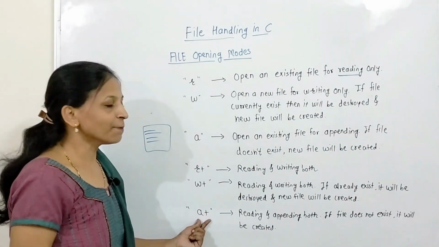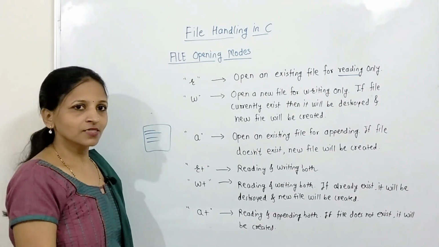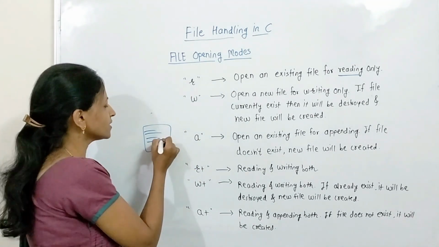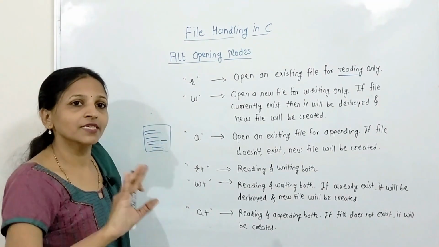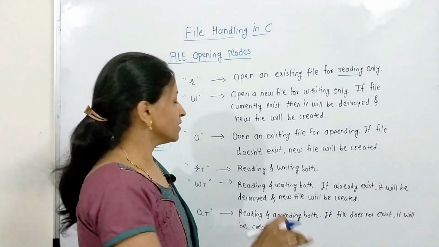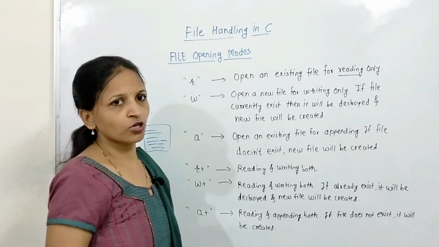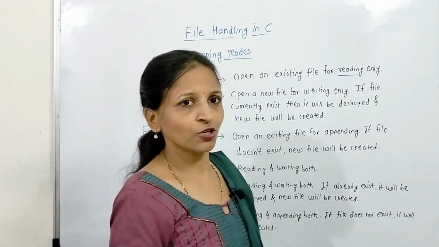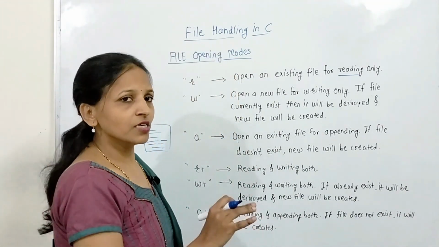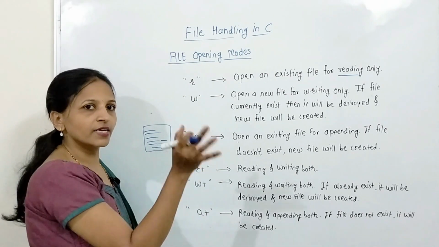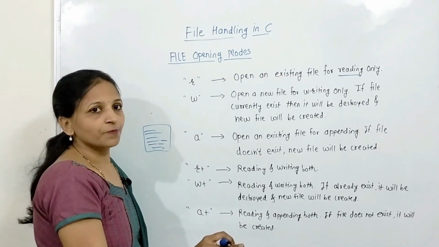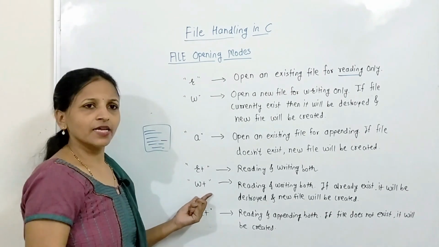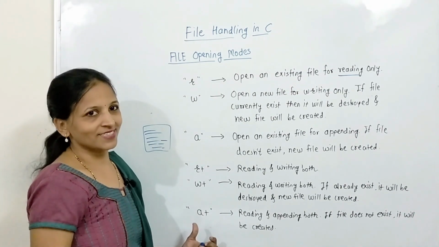And finally A plus, again just like A, means you can attach some contents at the end and again you can read whatever is written inside, so reading and appending are both possible. If this file is not present, then the fopen function will not return null. It will create a new file. You can attach contents here, you can write contents, and you can read that file. It will act just like W plus if it is not present.